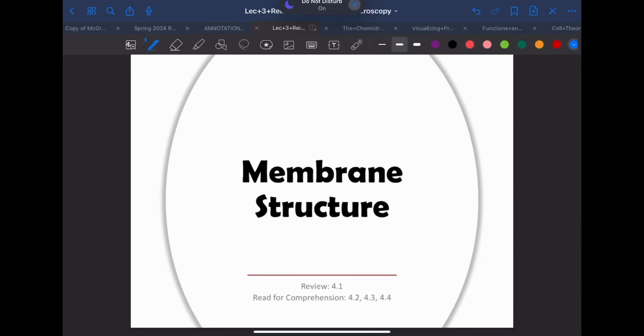Hi everybody, welcome to our lecture on membrane structure. We're going to split this one up. It's supposed to be membrane structure and function. We'll just start with the structure part because we had to catch up from last week.